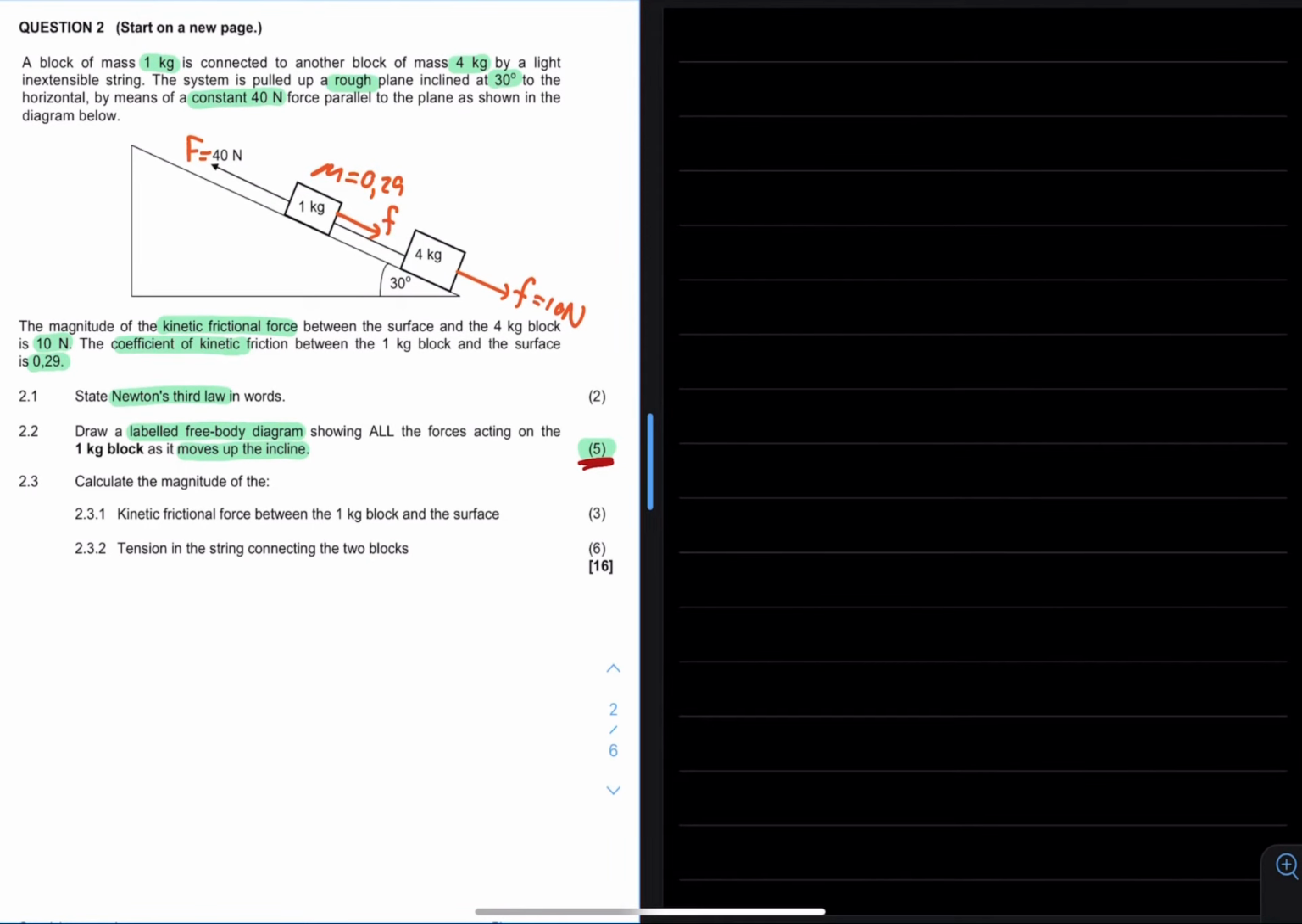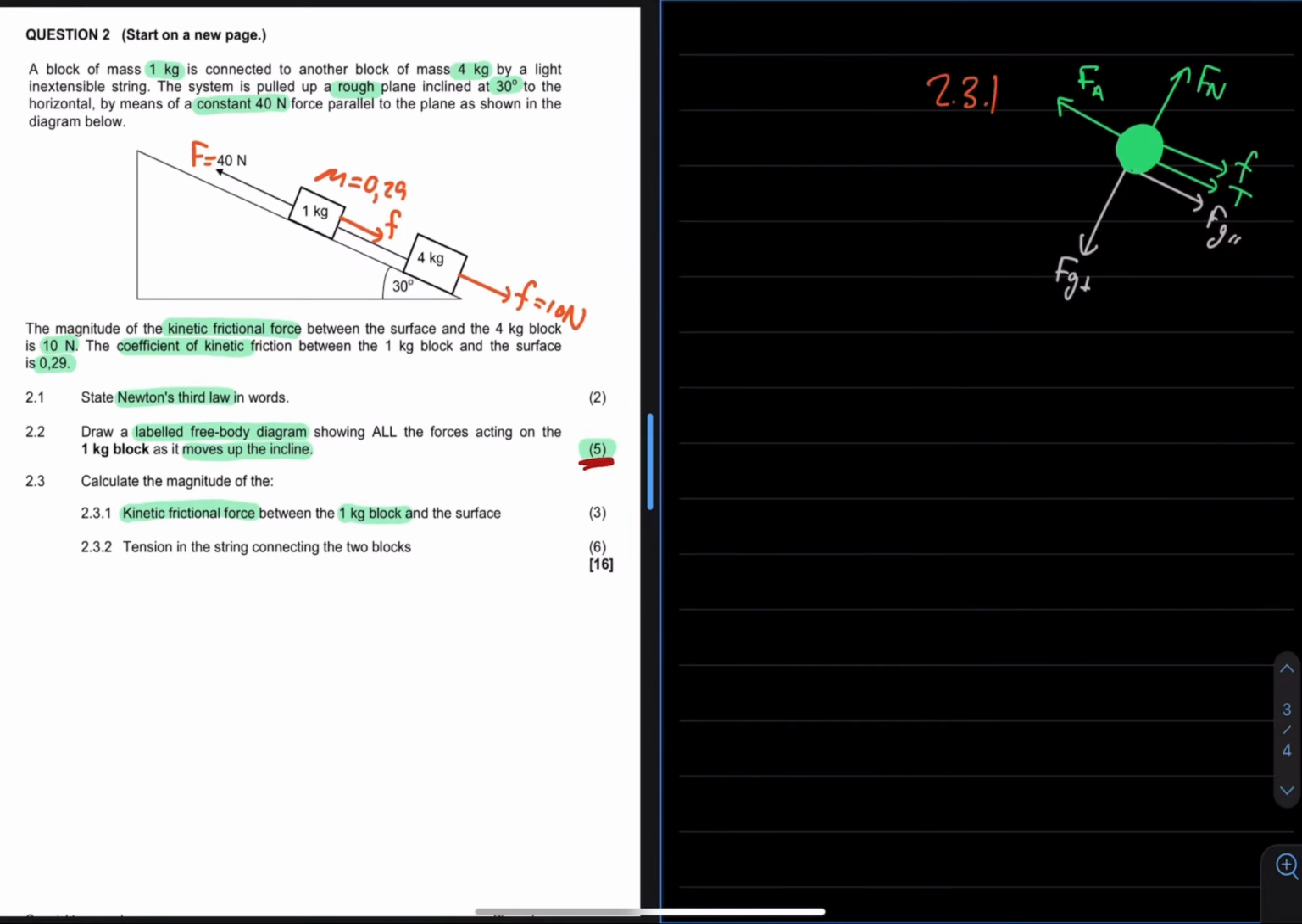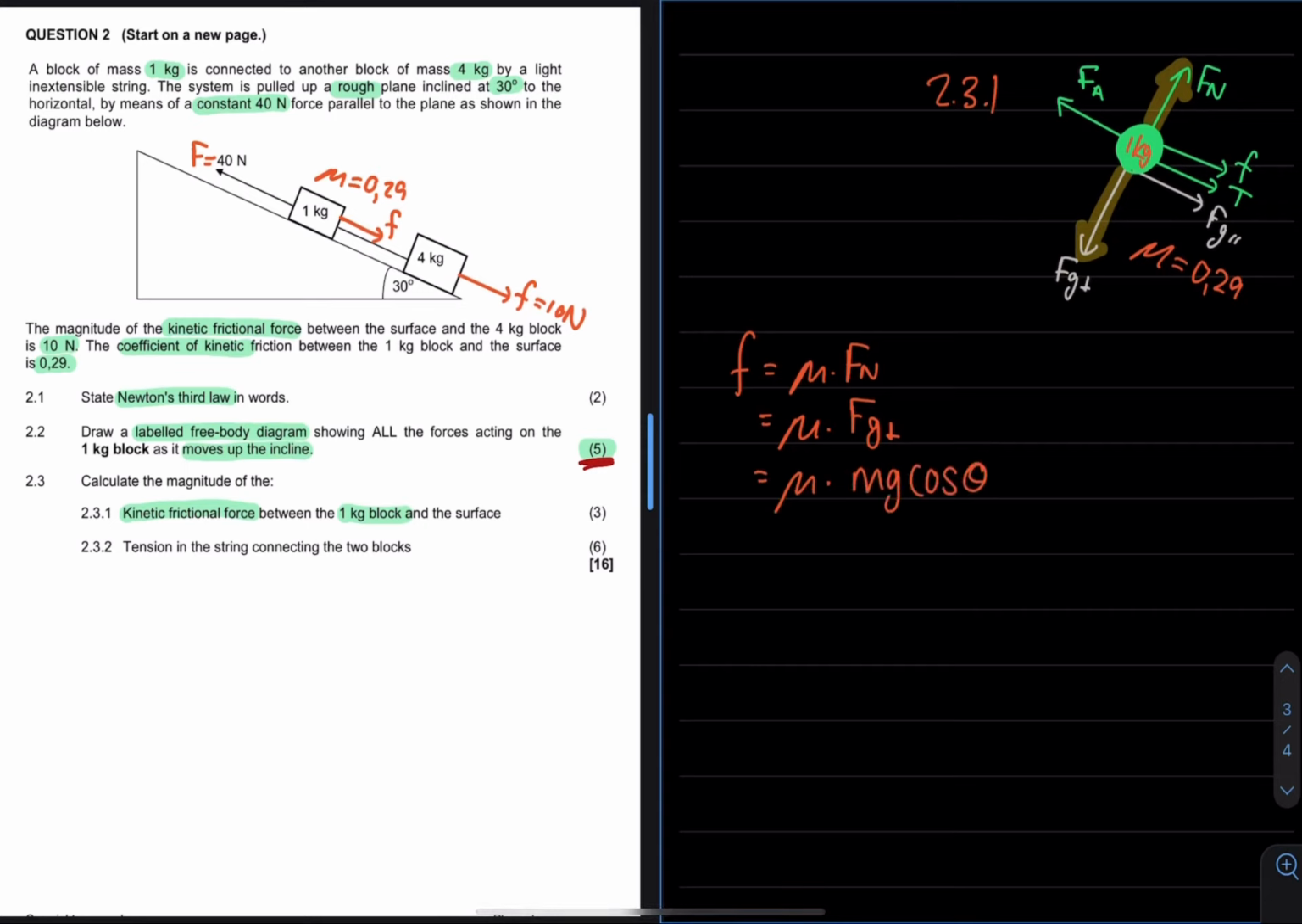2.3 asks to calculate the magnitude of the kinetic frictional force between the 1 kilogram block and the surface. Seeing as we were given the mu, the coefficient of friction, as 0.29 for the 1 kilogram block, we can make use of the following formula in order to solve the kinetic frictional force. Just note that the normal force in this diagram is not equal to gravity, but the perpendicular component of gravity, which is Fg perpendicular. And the perpendicular component is equal to mg cos theta, which gives us a kinetic frictional force of 2.46 Newton.